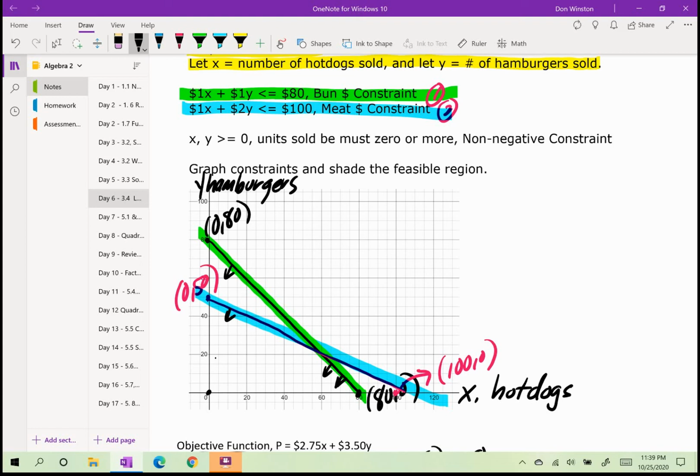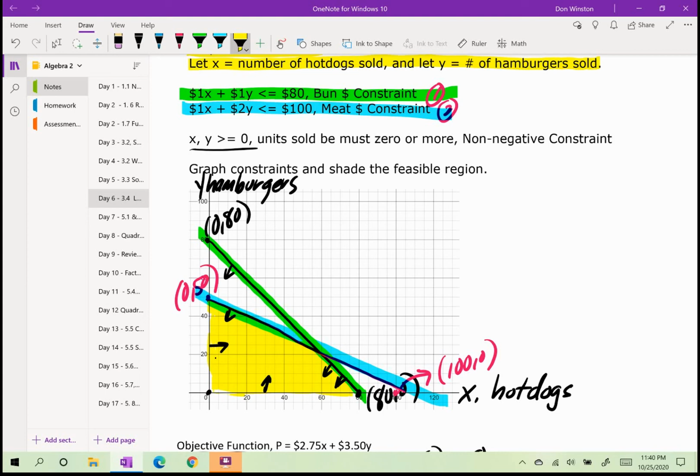Now the other constraint we have is what's called the non-negative constraints. Both x and y must be greater than or equal to 0. So I have to be above the x-axis and to the right of the y-axis. Alright, so my feasible region is I have to be both below the green and the blue line, and then I have to be above the x-axis and to the right of the y-axis there. So that's my feasible region. Any point in that feasible region is a solution.